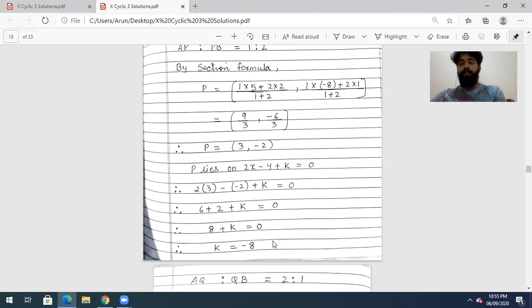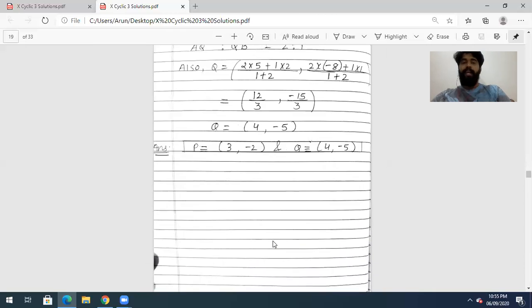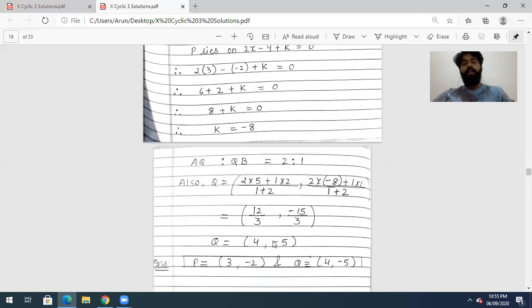Now, we have found the first part, that was the value of k. The second thing that we have to find is the coordinates of point Q. So we know Q divides the line in the ratio 2:1. So again, when you apply the section formula, m1 x2 plus m2 x1 upon m1 plus m2, m1 y2 plus m2 y1 upon m1 plus m2, we have 12 by 3 comma minus 15 by 3. You get the coordinates of Q as 4 comma minus 5. So the coordinates of P are 3 comma minus 2 and the coordinates of Q are 4 comma minus 5. I hope you've understood this question, students.